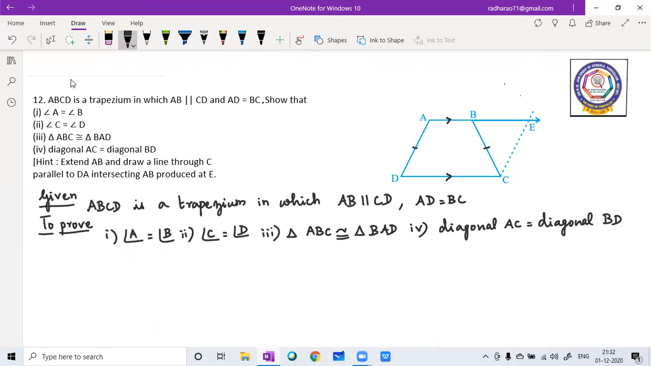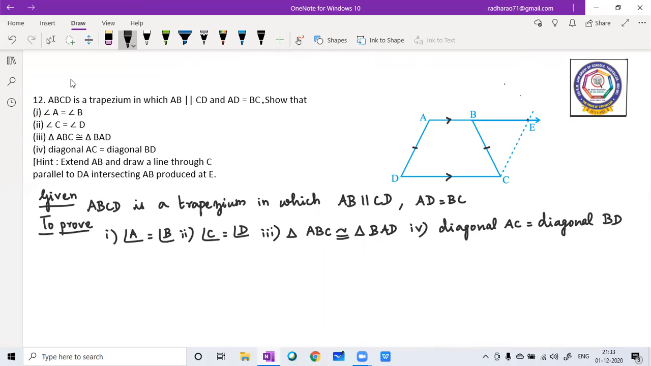Okay, so to prove this, what we do is we extend this AB and we draw a line through C parallel to AD. That is, this line CE is drawn through C parallel to AD and it meets the extension of AB at E. Okay, so ABCD is a trapezium and a line through C, that is CE, is drawn parallel to DA and it meets the extension of AB. When we extend the AB, it meets at the point E.